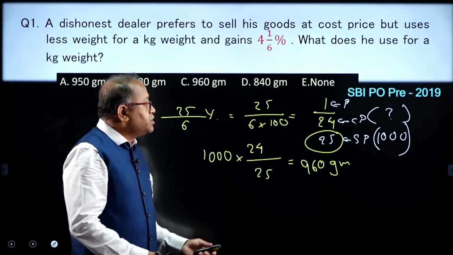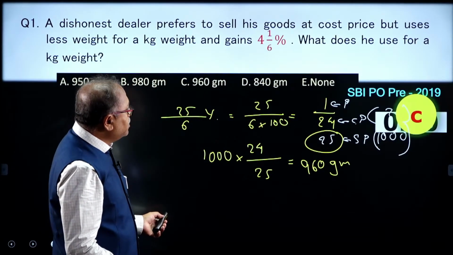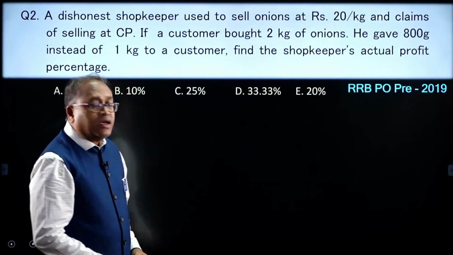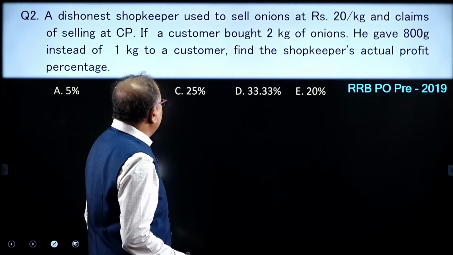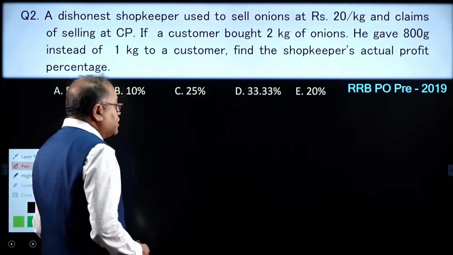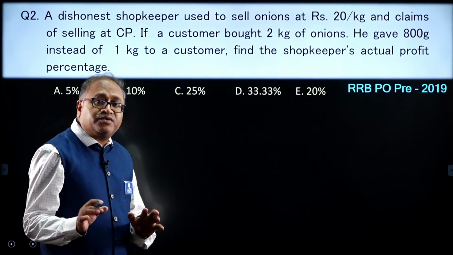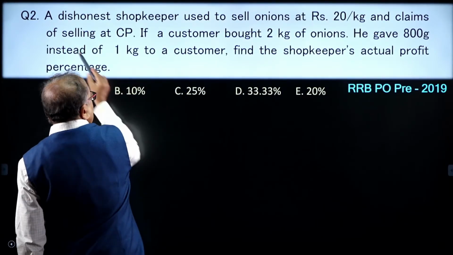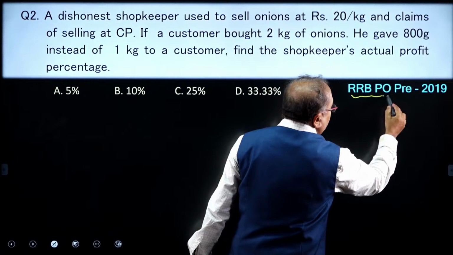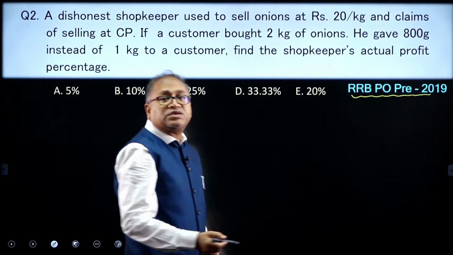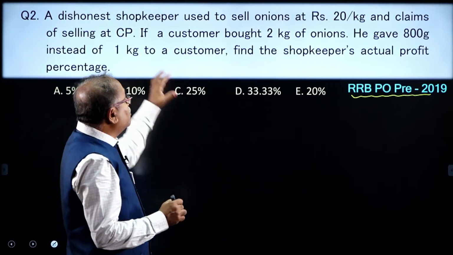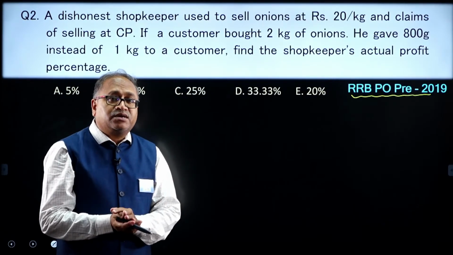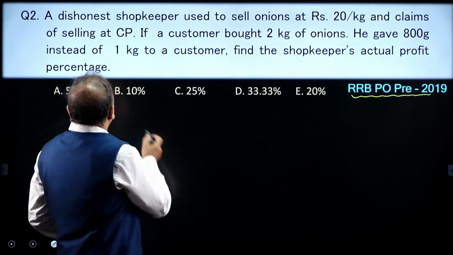Look at the next question, my dear friends. Let us move on to the next. What is there in this question? Let me read it, and then I will give you a few seconds. This question is of RRB PO Prelim of 2019. Very frequently the questions on dishonest traders come in the exam.